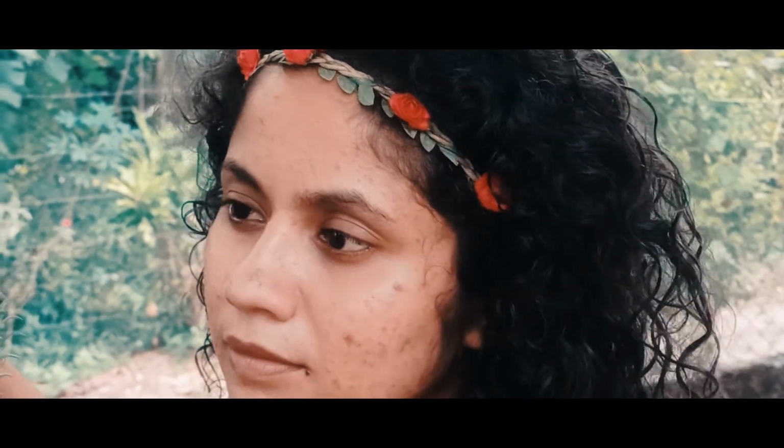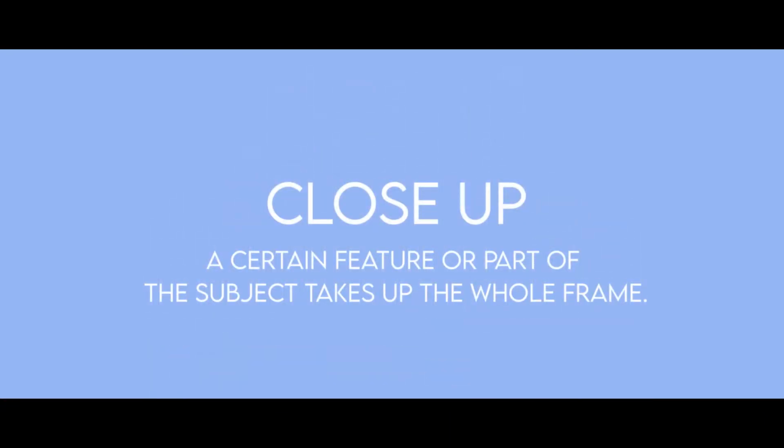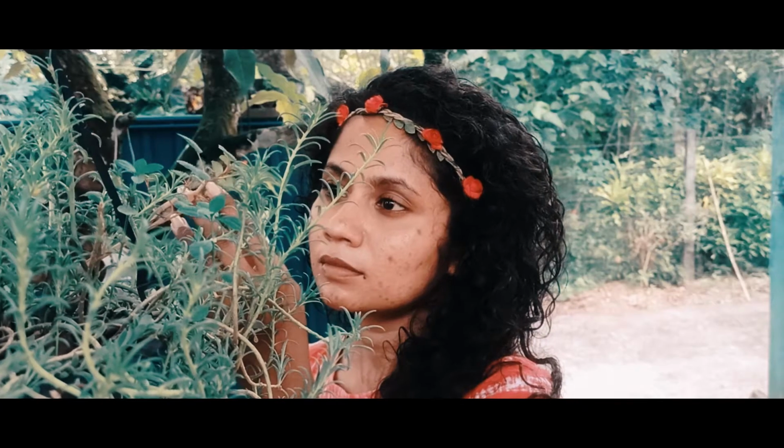Next, big close-up. The big close-up gets right in and shows a detail of a foreground subject filling the entirety of the screen. Next, close-up. A certain feature or part of the subject takes up the whole frame.